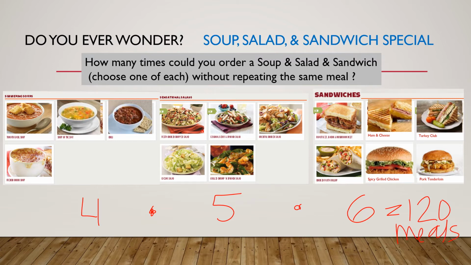So say this is from Panera. You could literally go to Panera 120 different times and get a different meal each time, or a different variation of a meal. Obviously, you're going to have to repeat like your soups a few times, or your salads a few times, or your sandwiches a few times.